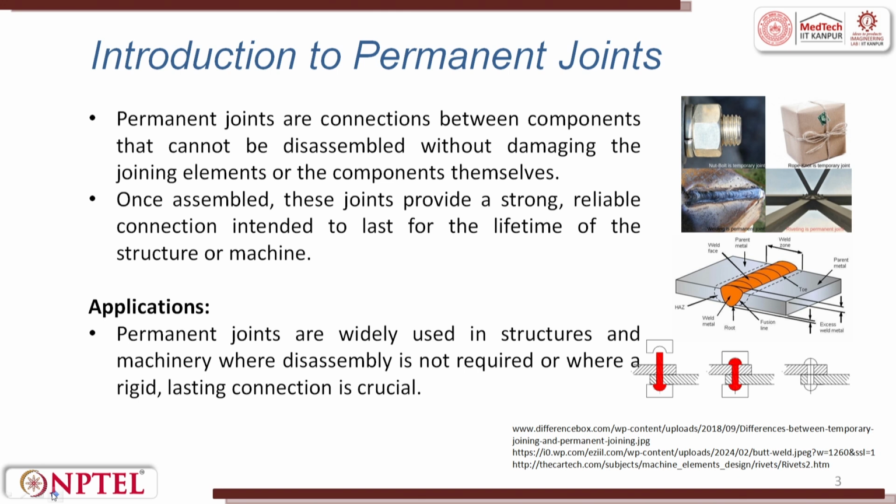Introduction to permanent joints. Permanent joints are connections between components that cannot be disassembled without damaging the joining element or the components themselves. So, when a permanent joint is made and two parts are joined permanently, they have to be damaged to disjoin them. Once assembled, these joints provide a strong, reliable connection intended to last for the lifetime of the structure or machine.